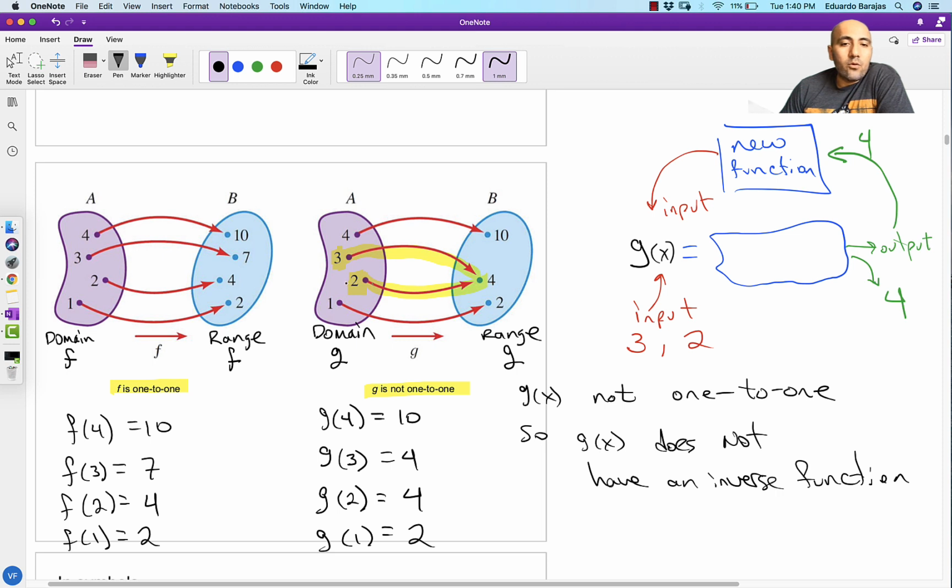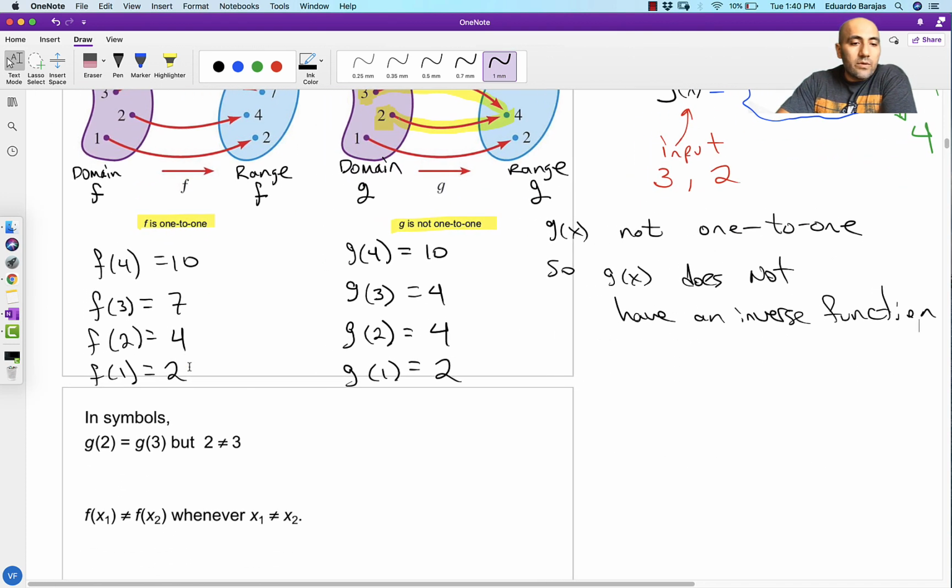So if I, for example, canceled out the 2 from the domain here, I could say, well, g of x is one-to-one as long as we restrict the domain by canceling out the 2. Okay, that might work in some cases, but that's not where we're heading in this class. That's overly complicated for us. We're just going to say, nope, this one doesn't qualify. Let's stay with the ones that do qualify as a function that can have an inverse.